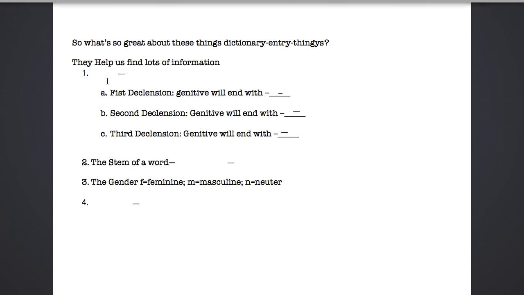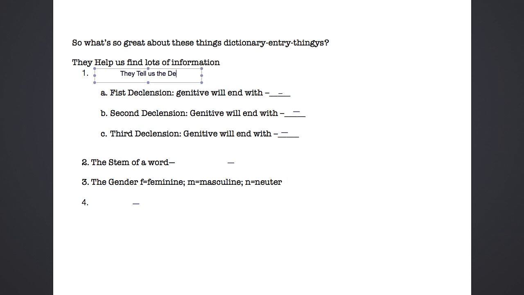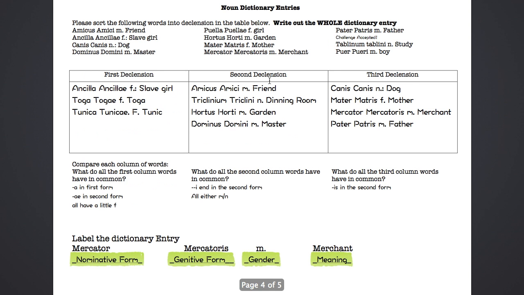The first one is that they tell us the declension. Now remember, declensions tell us what set of endings we need to use on our words. If you go back to the front of your notes, first declension genitive, or that second form, will always end in the same 2 letters, AE, AE, AE, all the way down. That's what they all have in common. So second form, the genitive form, will always end in AE.